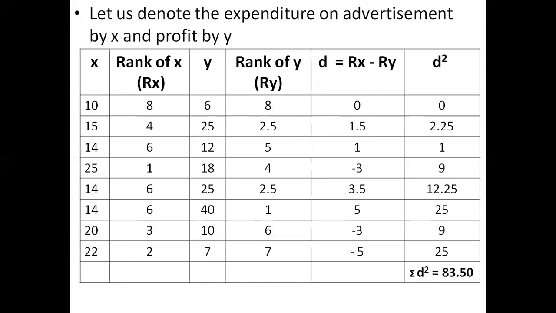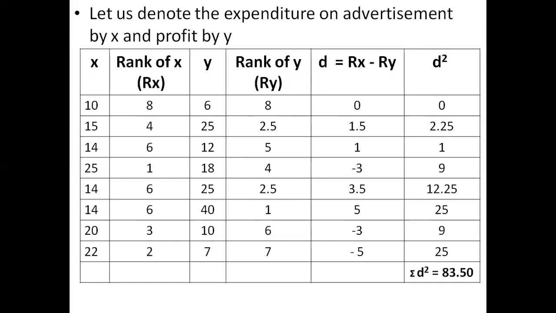What do we do? We do rank of x minus rank of y. So what we did is again the subtraction: 8 minus 8 is 0, 4 minus 2.5 is 1.5, 6 minus 5 is 1. In that manner we have calculated the value of d, and the sign is not important here because we need the d square values.